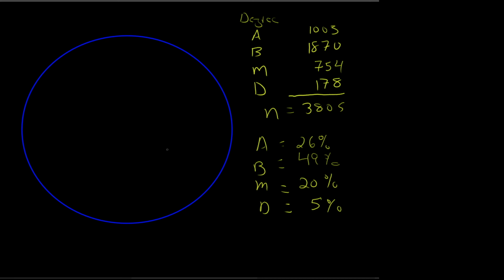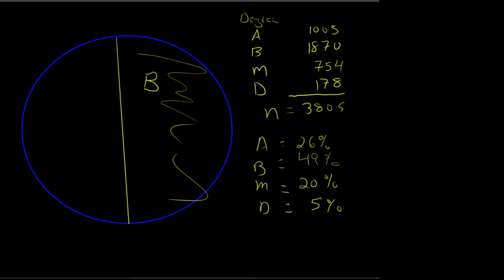And so what we do with a pie chart is we break the pie chart off. So 49 is close to 50%, so I'm going to divide in half. And this half over here will be my bachelor's degree, right? Because it's close to 49%. And 26% is close to a quarter, so I'll break this into half again.